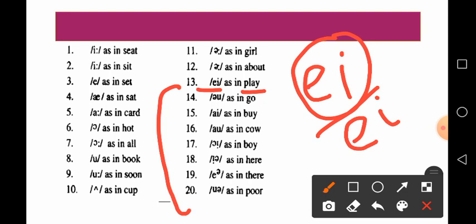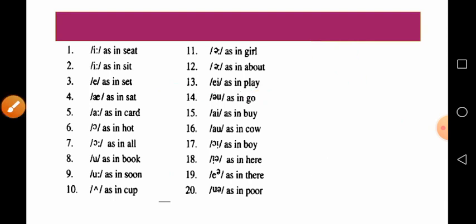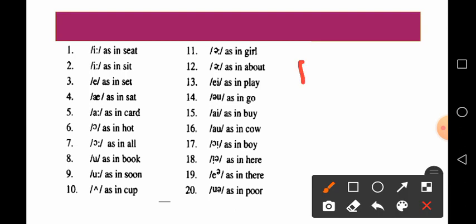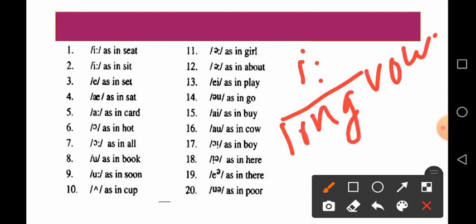So, let me tell you one by one. See, the first one is E. This is written like that. So, E is called a long vowel. A long vowel is signed with the colon. You can see a colon sign by the side of E. So, this sound is pronounced like E.